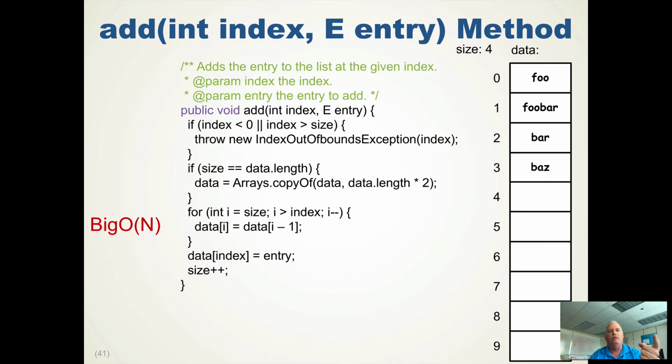Again, we have the big O of n for the looping, and unfortunately, we do this every time we do an add at index. So this operation is a big O of n. The array copy is also a big O of n, but that only occurs once every n times. So that's still big O of 1, but this shifting of all the entries is a big O of n. So the add at index is a big O of n operation.